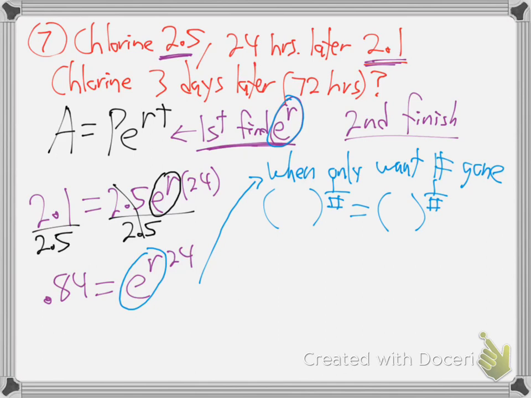Why do we want r to stay? It's simply convenience. That's a good question. If you did ln on both sides, the r would come down, and you could solve for r. What you would get is a big, long, messy decimal, you'd have to round it, and then you'd have to use it in part 2, and it's just more mess.